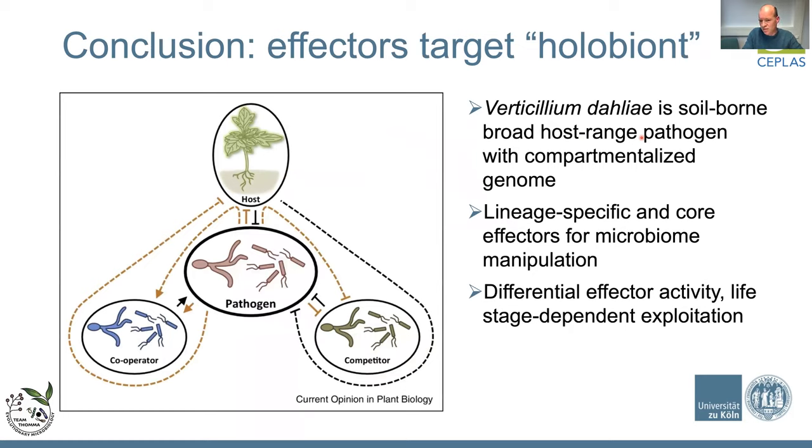I think I showed you that Verticillium is a soil-borne broad host range pathogen that has a compartmentalized genome. It has lineage-specific as well as core effectors that are exploited for microbiome manipulation. And in the end, I hope I convinced you that there is a differential activity of these effectors and a life stage dependent exploitation.